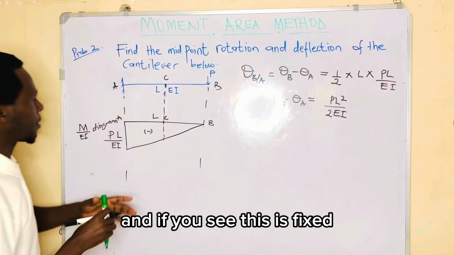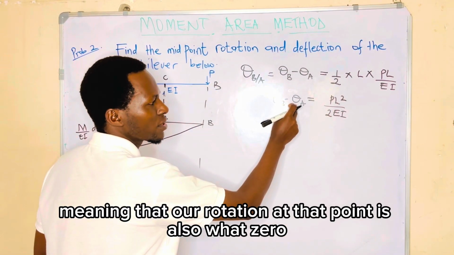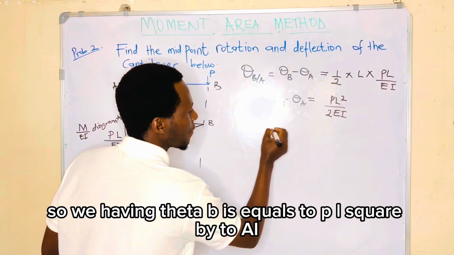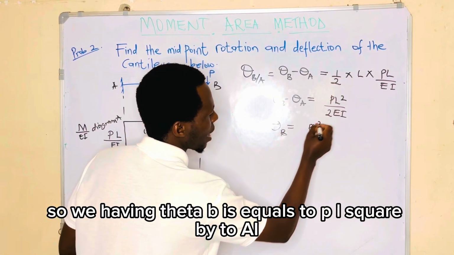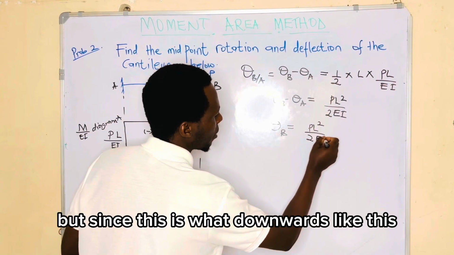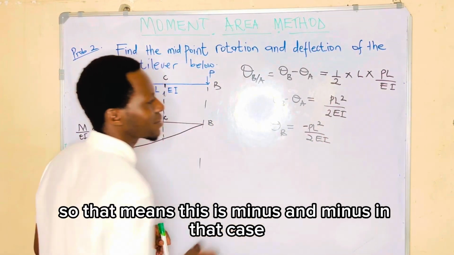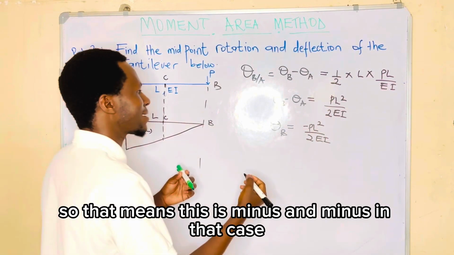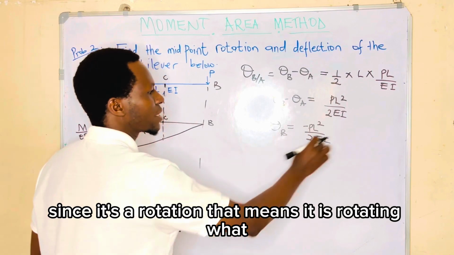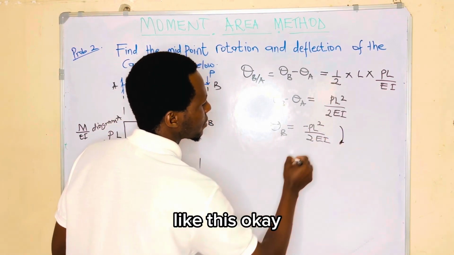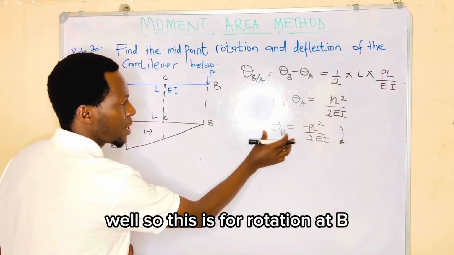Since this end is fixed, the rotation at that point is also 0. So theta B is equal to PL squared by 2EI. But since this is downwards like this, this is minus, and since it's a rotation, it means it is rotating like this. So this is the rotation at B.